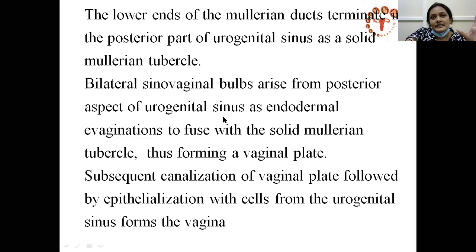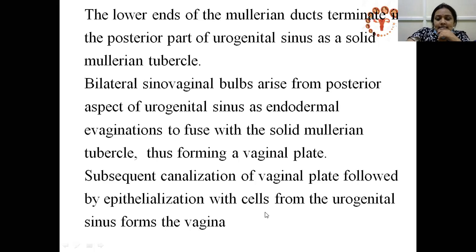This urogenital sinus will have its endodermal evaginations. Two endodermal evaginations come out from the urogenital sinus at the posterior aspect where the Mullerian duct has fused with the urogenital sinus. These are the solid sinovaginal bulbs, bilateral sinovaginal bulbs. The lower ends of the Mullerian duct, which terminate in the posterior part of the urogenital sinus, are called the solid Mullerian tubercle, and this solid Mullerian tubercle gets fused with these bilateral sinovaginal bulbs to form the vaginal plate. There will be subsequent canalization of this vaginal plate, followed by epithelialization with cells from the urogenital sinus, which forms the vagina.